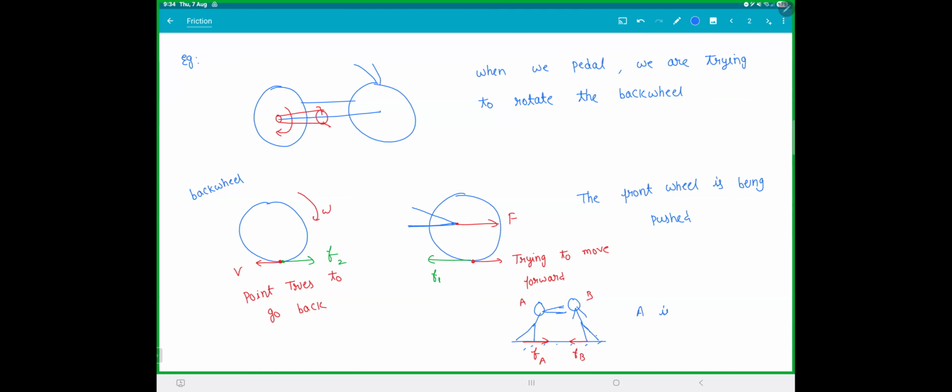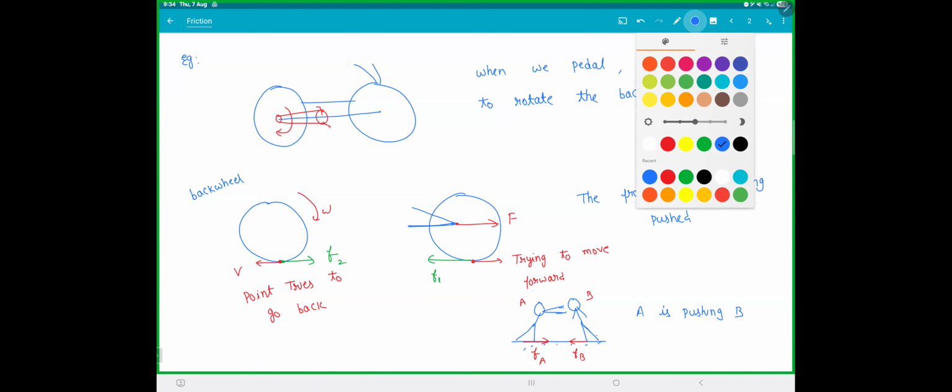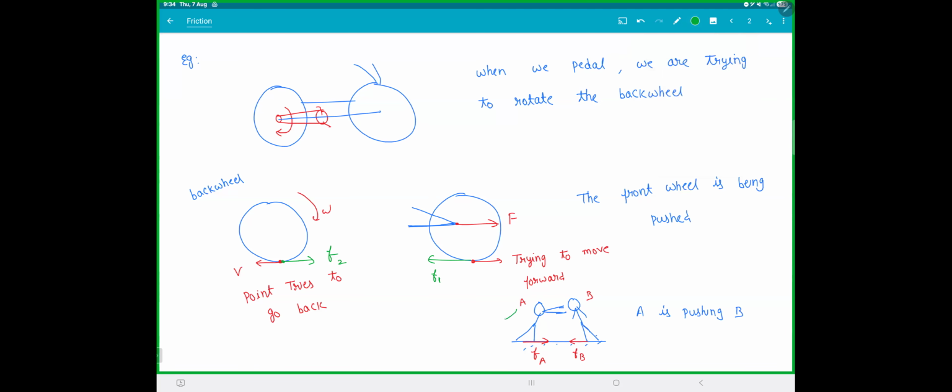A is pushing B forward. Is that analogy making sense? So here, A is acting like your back wheel, which is trying to move the whole cycle. Because B does not have any power, it is just skidding. So this will be the front wheel. Now there will be a few cycles where you must have noticed there is a chain to the front wheel also. So in that case, both the frictions will be forward.